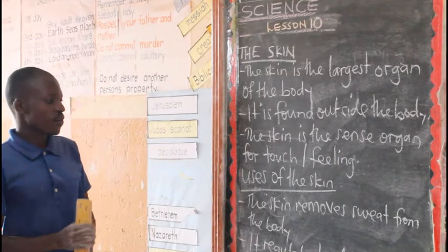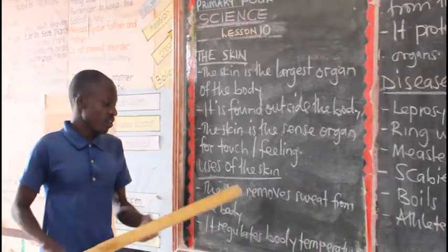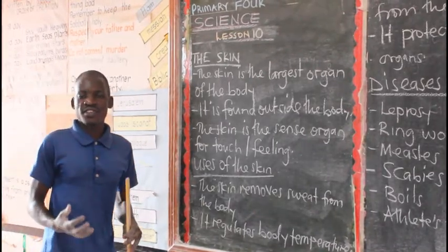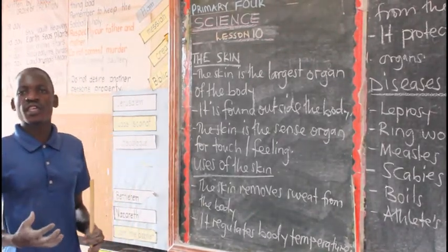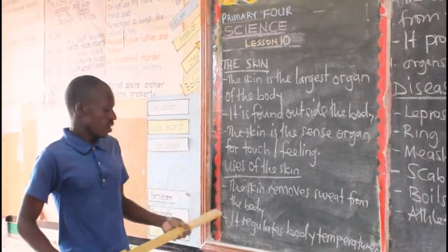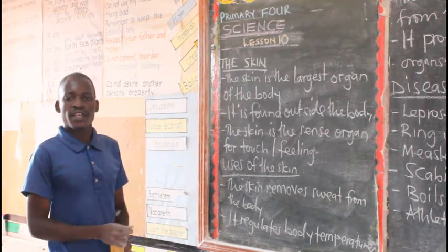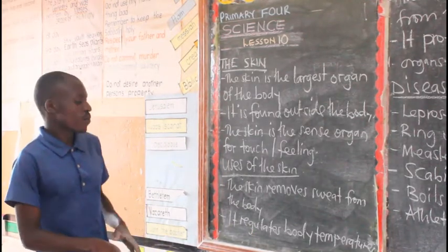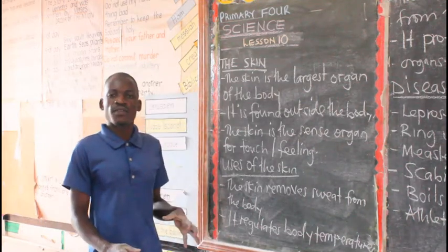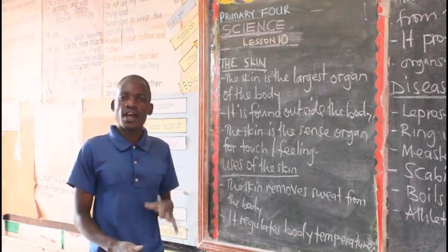Then we have uses of the skin. That's one, the skin removes sweat from the body. When you have done vigorous exercise, you find yourself sweating. That sweat comes through the skin. Then the skin also regulates body temperatures. When the body temperatures are low, you find the skin developing loose pimples to prevent further heat from coming out.